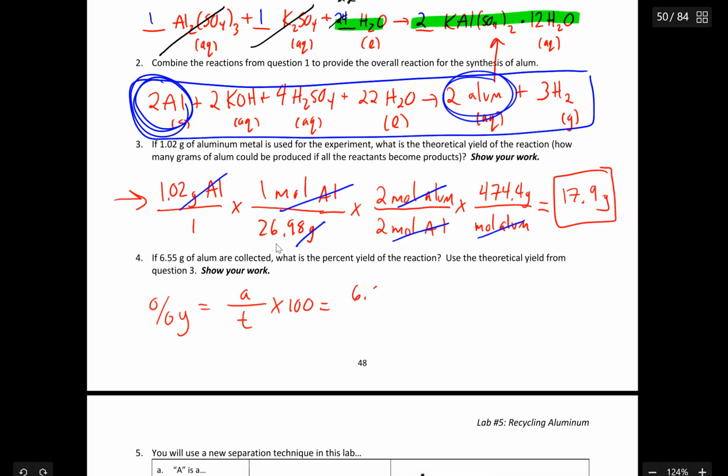Our actual value is 6.55 grams. So after running the reaction, collecting our alum crystals, letting them dry overnight, put them on the scale, you find they weigh 6.55 grams. We just calculated in the previous question that if everything went perfectly, we could have made 17.9 grams. It is not uncommon to have low-ish percent yields. This is definitely not great by any stretch, but it happens, and it happens for a variety of reasons, which we can discuss later.